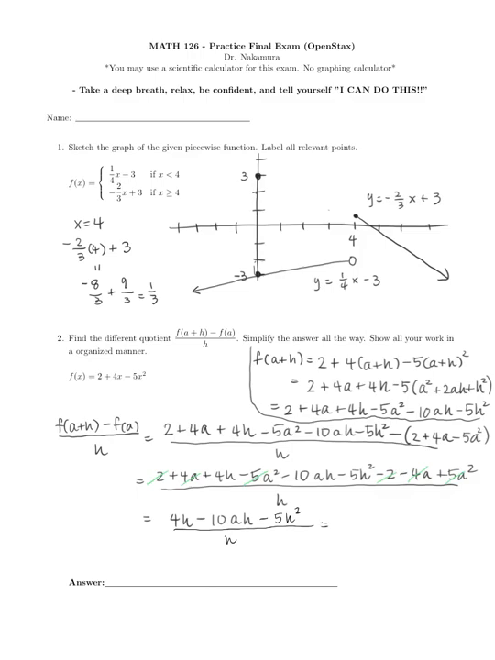So if I do that, what we're going to get is what? 4 minus 10a minus 5h. Okay, so that's going to be our answer. So our answer is 4 minus 10a and then minus 5h. And here it is.